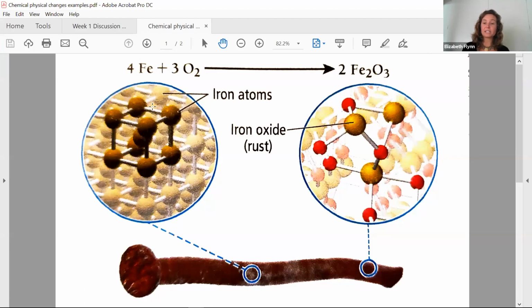Cool. Yeah, this is a chemical change, right? Because iron and oxygen are two elements that react together, with different compositions, to form a new composition. So this is a chemical change. The rusting of a nail.